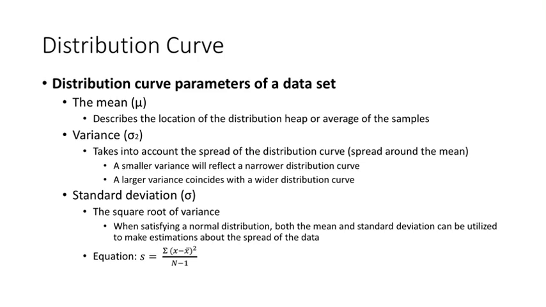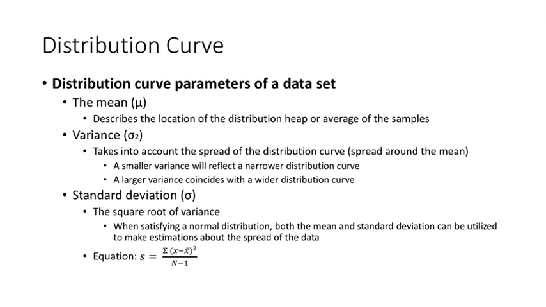With the distribution curve parameters, we can look at several different components of it. We can look at the mean, or mu, which describes the location of the distribution heap. We can look at the variance, or sigma, which takes into account the spread of the distribution curve, the spread around the mean. A really large variance means we have a really wide distribution curve. And then we use standard deviation a lot, which is really just the square root of the variance.